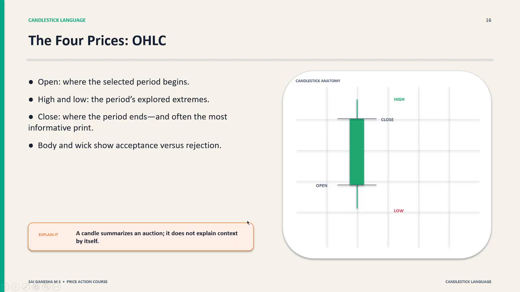But don't make the mistake of looking at one candle and creating an entire trade from it. A candle is only a summary of what happened during one selected period. To understand its real meaning, we also need to check the previous candles, the market direction, and the location where it formed. We'll keep building the context as we continue.